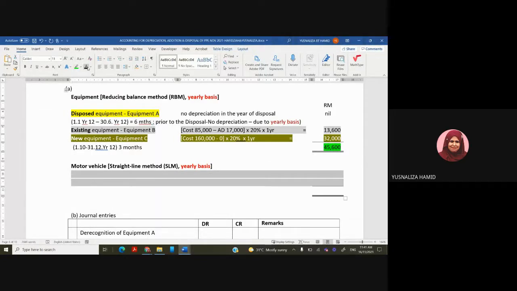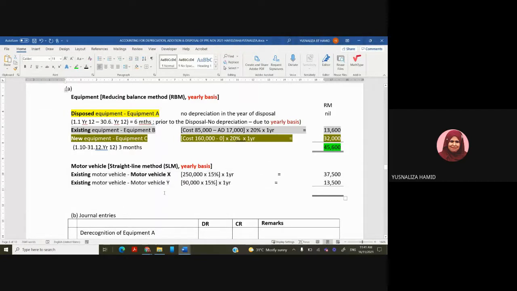This one is for motor vehicle X, which is actually the existing motor vehicle. Motor vehicle Y is also the existing motor vehicle. So you just provide depreciation as usual, which is 250,000 at 15% for 1 year. No new addition to the motor vehicle. You just have the motor vehicle as it is, so it is still the same 51,000.